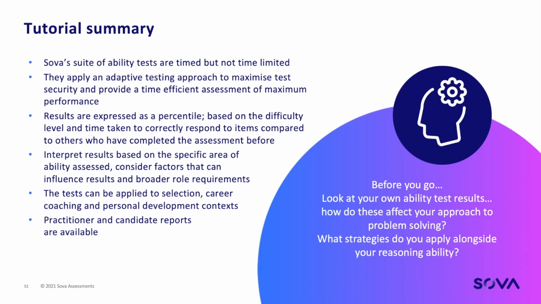Before you go, look at your own ability test results. How do these affect your approach to problem solving with different types of information? What strategies do you apply alongside your reasoning ability to reach a solution?